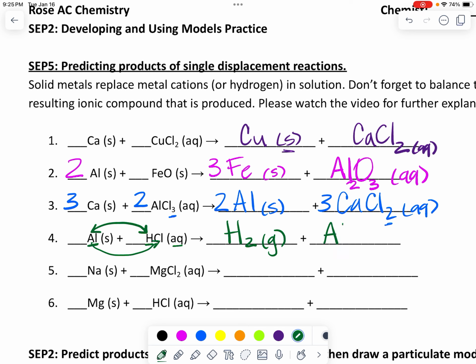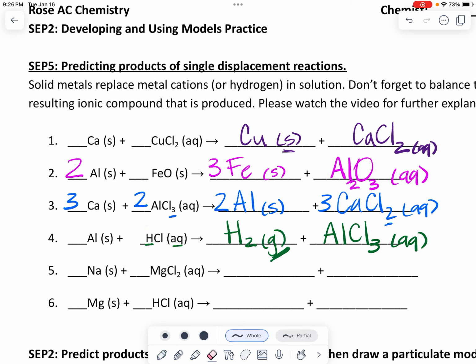Again, AlCl. Aluminum is 3 plus. Chlorine is -1. So of course I need 3 of those -1s to balance that charge. This will still be aqueous. So this is our first example where we're not making a solid metal, we're making a gaseous hydrogen, which is a diatomic element. If I were to draw that in a particulate model, it would be floating above the beaker because obviously it would be a gas and it would be released. It wouldn't sink to the bottom like our metals do.